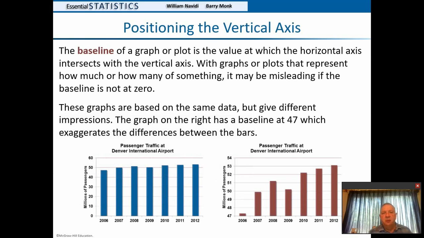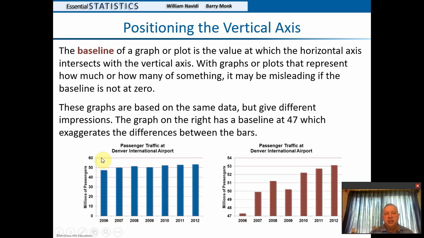So what do we say when we're talking about positioning the vertical axis? The baseline of a graph or plot is the value at which the horizontal axis intersects with the vertical axis. With graphs or plots that represent how much or how many of something, it may be misleading if the baseline is not zero. These graphs are based on the same data but give different impressions. The graph on the right has a baseline of 47, which exaggerates the differences between the bars. So basically the whole scale is thrown off. Here's the tens, and now we're going 47, 48, 49. But we're starting here at 47, so it looks like there's a big difference between 2006 and 2007.